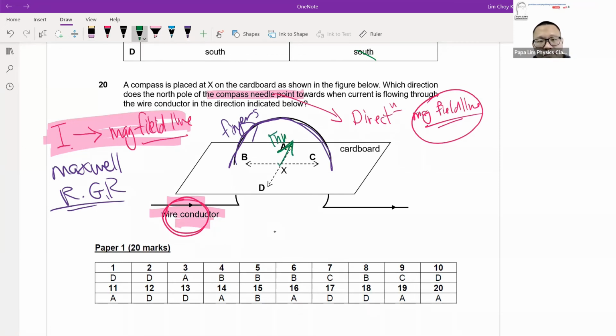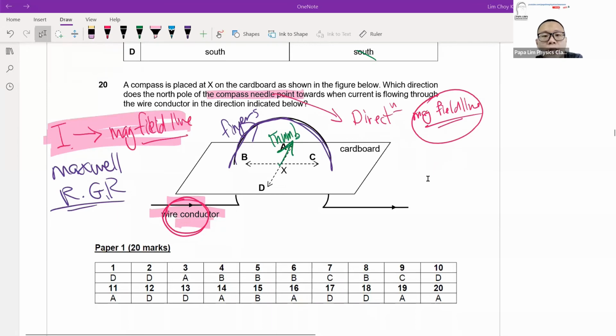Your thumb represents the North Pole. If the thumb represents the North Pole, it also means the field line is coming from the north. From my North Pole, it is going towards A. So my compass needle will definitely be pointing towards A. That's why the answer is A.